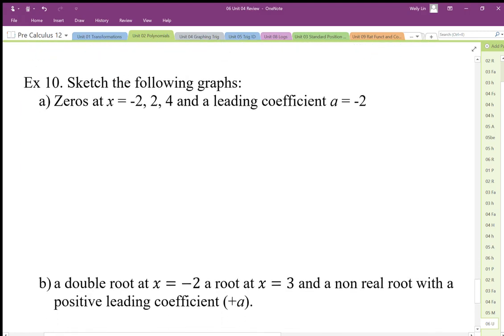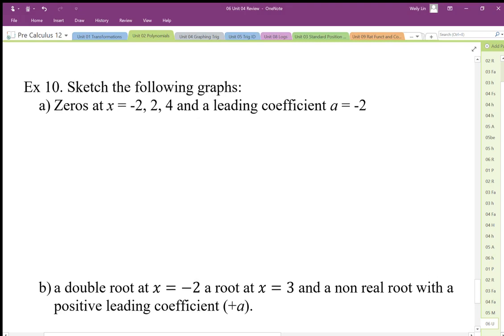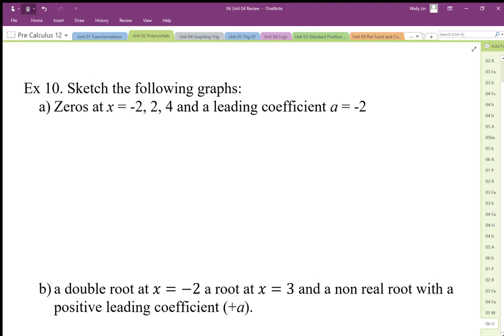So these ones here, we talk about looking at getting the graphs. So here, what would a graph given this information look like? We have 3 zeros and a negative leading coefficient. We're going to assume this is a cubic function.